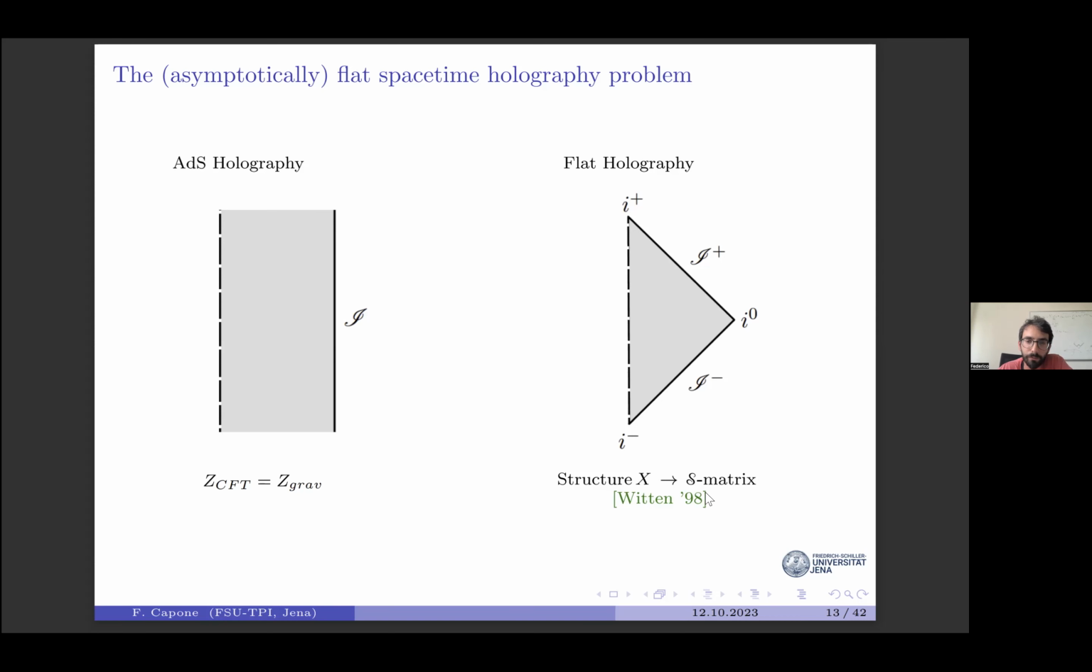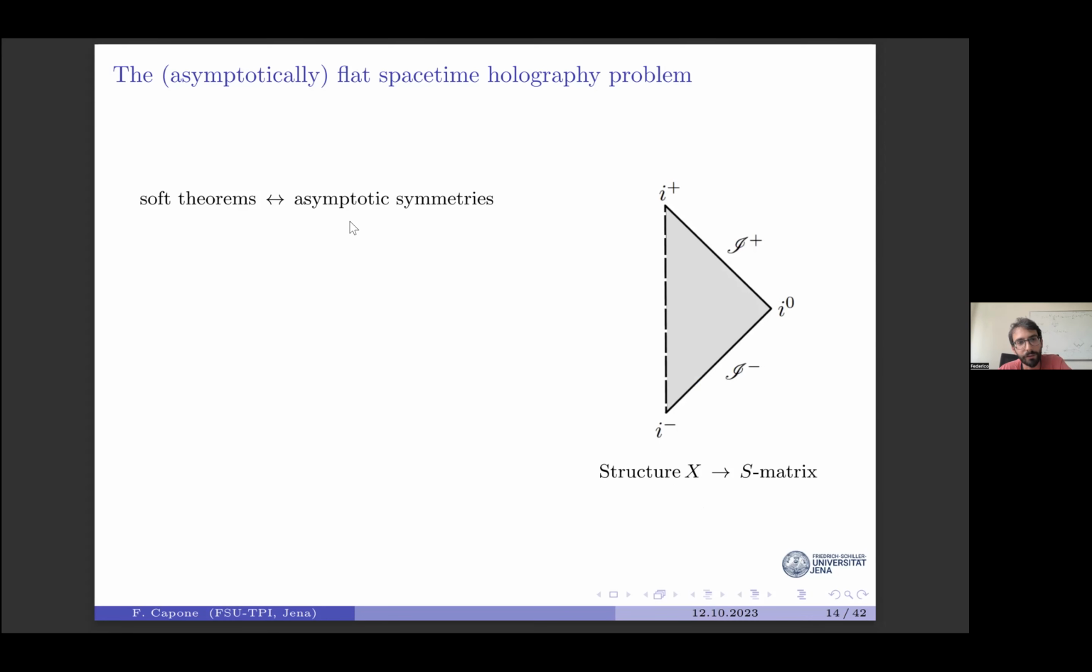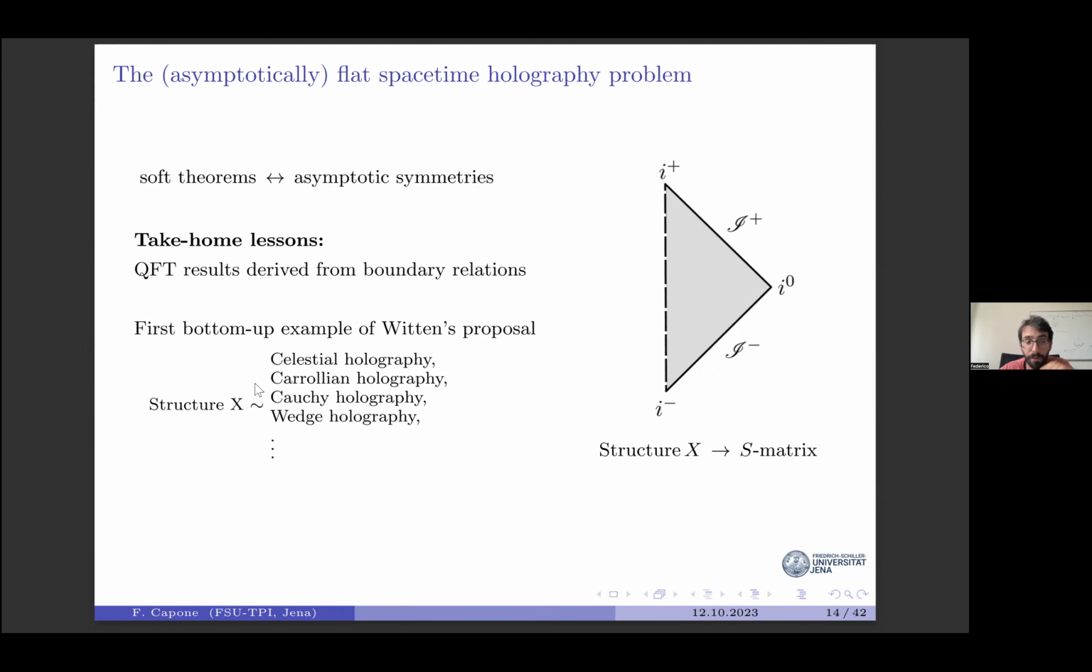Now we can understand why the relationship between soft theorems and asymptotic symmetries is so relevant in understanding this proposal put forward by Witten. This is the first example in which, in flat space, we can see that some well-known bulk physics is derived from the boundary, so in some sense holographically. Because of this, we now have a bustling research activity on the flat holography proposal, understood from various points of view: what we call celestial holography, but also Carrollian holography, and so on and so forth. By the way, as I already said, two months ago you already had in this series of seminars a discussion on celestial holography.